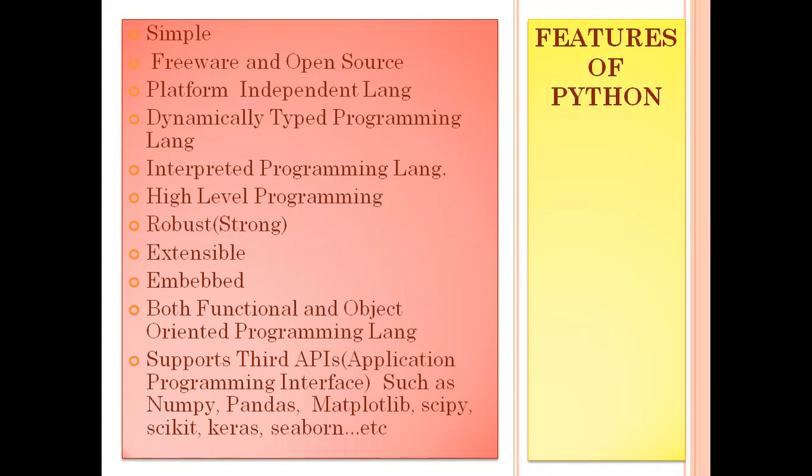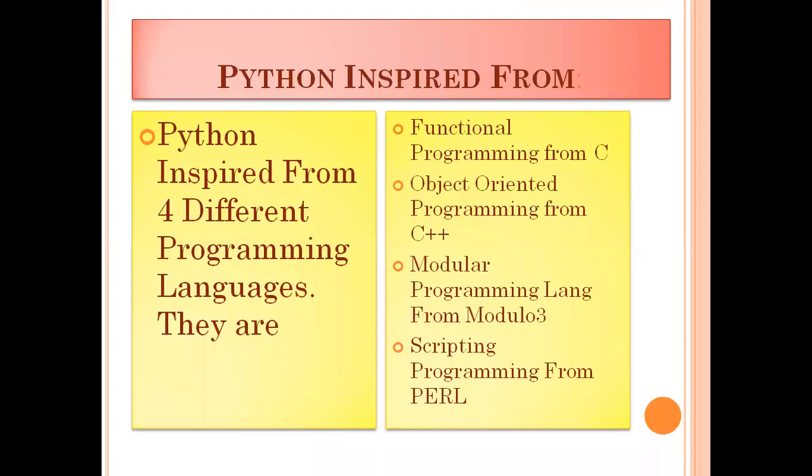Okay, so it also supports third-party APIs. Now let me clear one more thing to you, that Python is inspired from 4 different programming languages. Now, what are those programming languages? First one is C, functional programming from C. Then it has learned object-oriented programming from C++. Then modular programming from Modula-3. Then it has learned scripting from Perl.